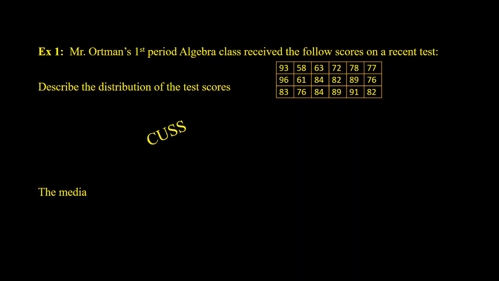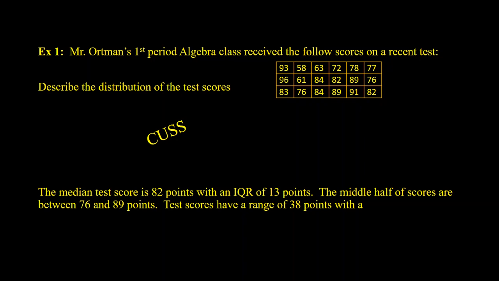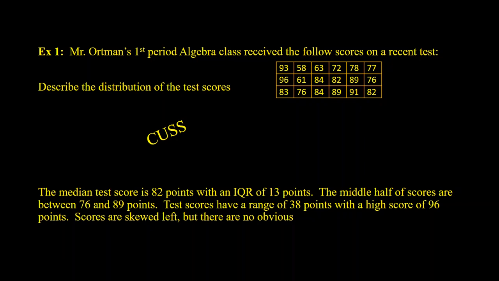So the median test score is 82 points with an IQR of 13 points. The middle half of scores are between 76 and 89 points. Test scores have a range of 38 points, with a high score of 96 points. Scores are skewed left, but there are no obvious outliers.